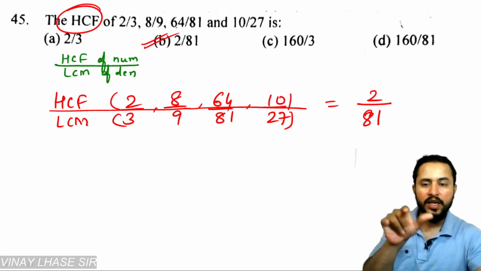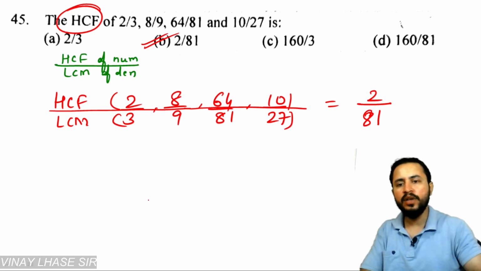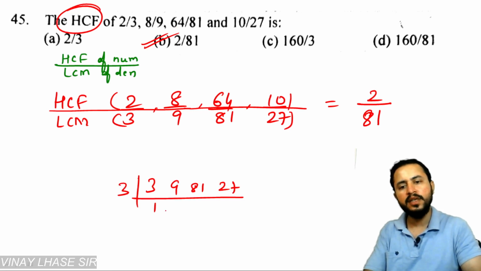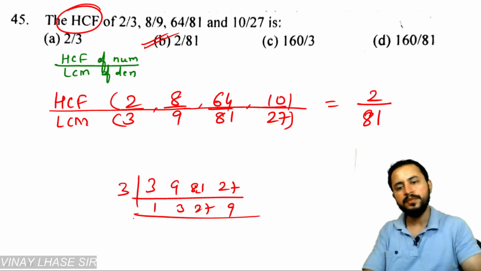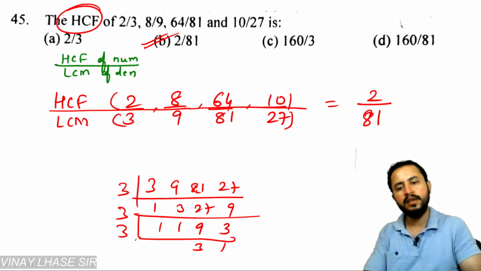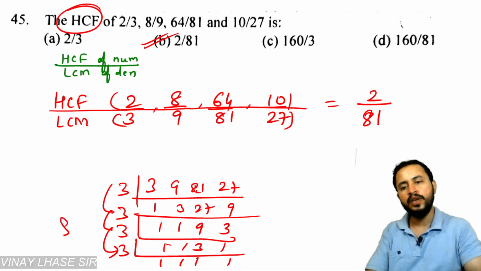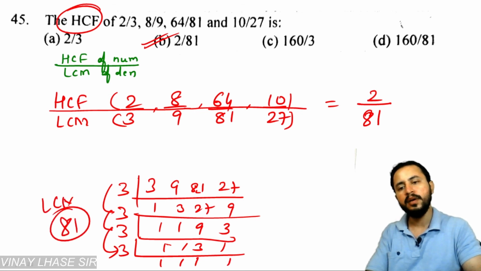If you understand LCM directly, then do it that way, or else you can go with this method for 3, 9, 81, and 27. There are different methods and this is the basic method. Divide by 3 repeatedly: 3 ones are 3, 3 threes are 9, and continue until all become 1. Then you multiply all of these: 3, 3s are 9, and so on. So 81 is the LCM.